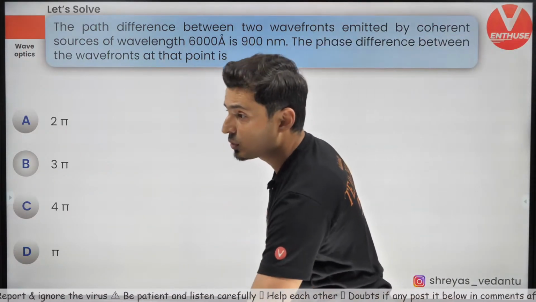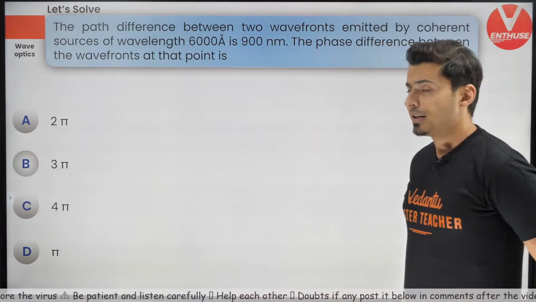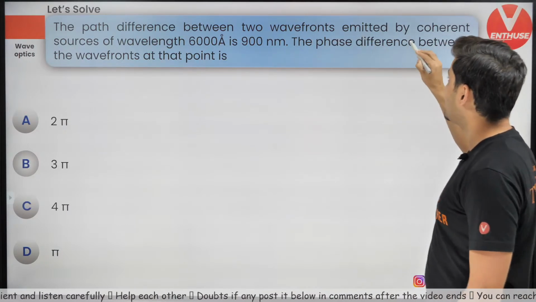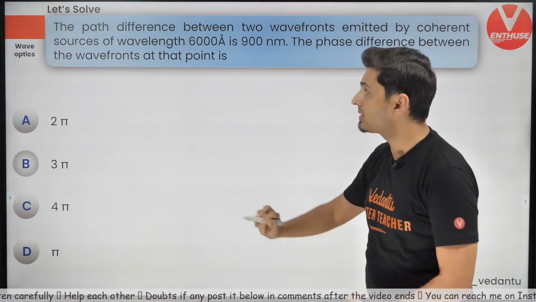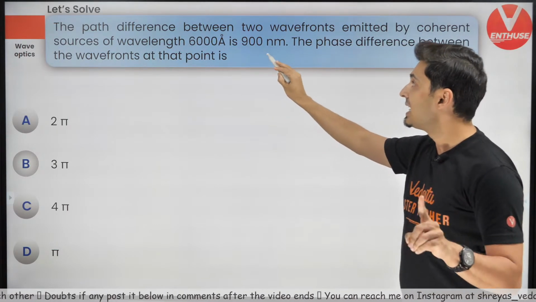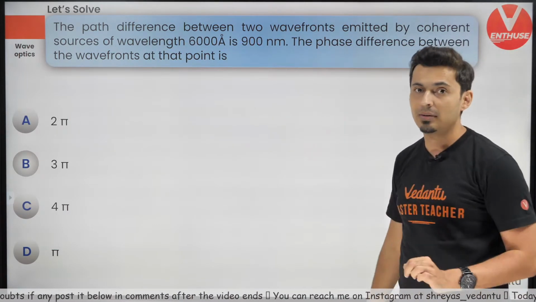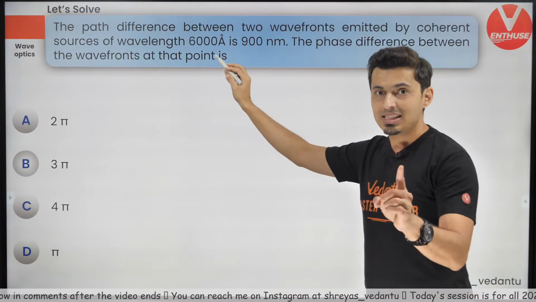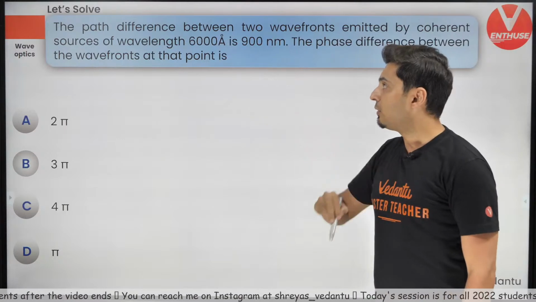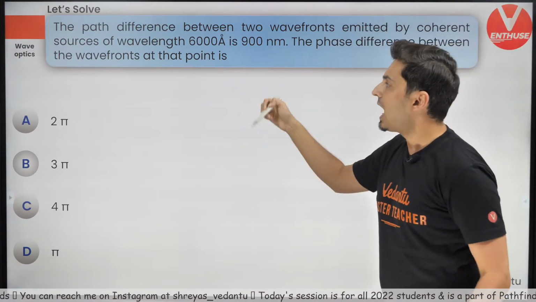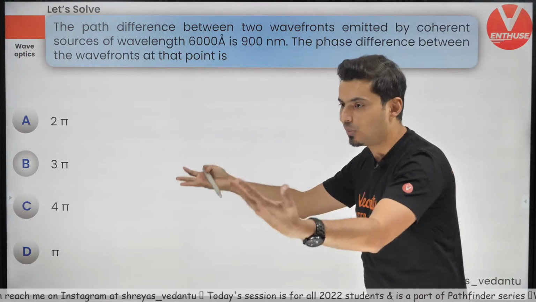Let's start solving some questions right on your screen over here. The path difference between two wavefronts emitted by two coherent sources of wavelength 6,000 angstroms is 900 nanometers. Okay, 900 nanometers is the path difference for lights which are coherent, and the wavelength is 6,000 angstroms. The phase difference between the wavefronts at the point where they meet is how much?